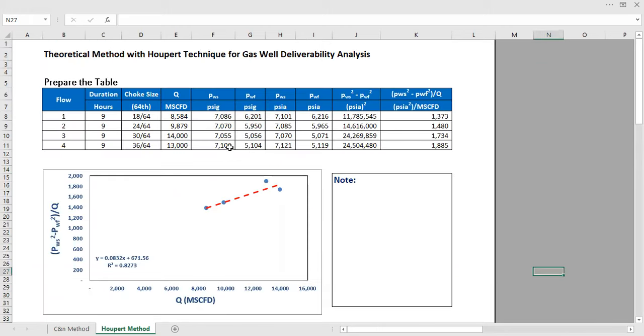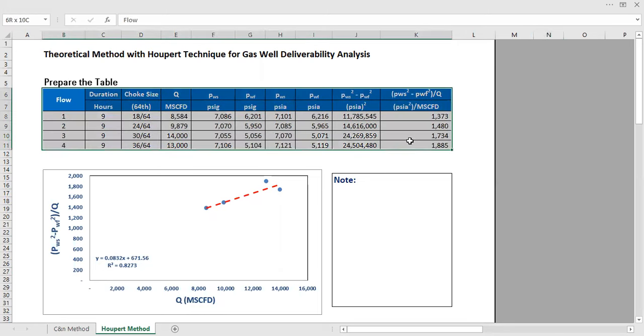Right? We open with a table. It's just a typical template table. Into this table, we will put all our gas test data. We have several columns. The first one is the flow period and the duration. If this is a modified isochronal test, then the duration for the flowing period and the duration of the shut-in period will be equal.